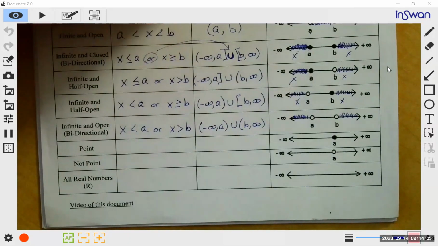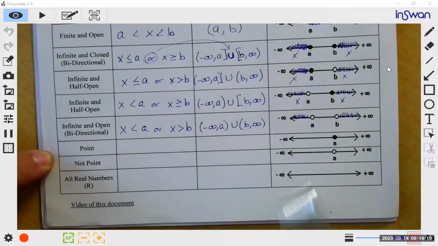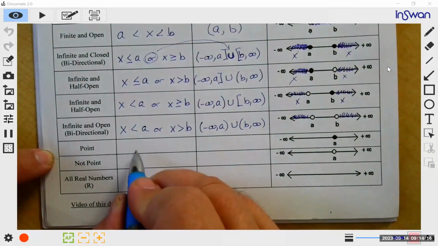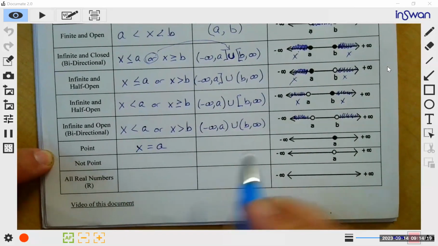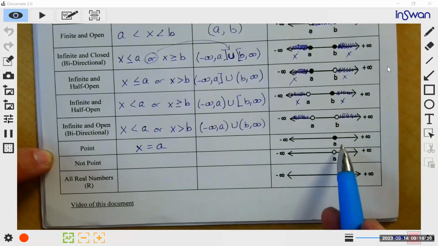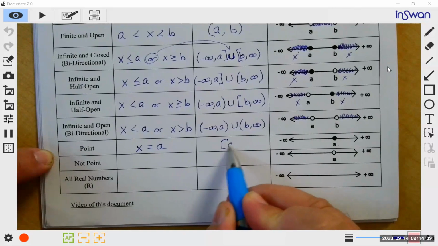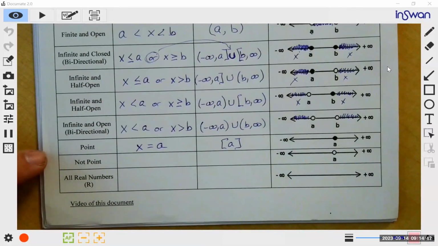So how would you do those next two? How would you represent a point using set notation? Very good. X equals A. How about in interval notation? Can we use A? It's a solid circle, so we can use it. What symbol, parentheses or bracket, do we use for the solid dot? The solid dot means brackets.